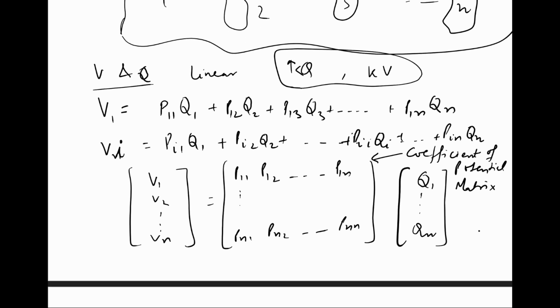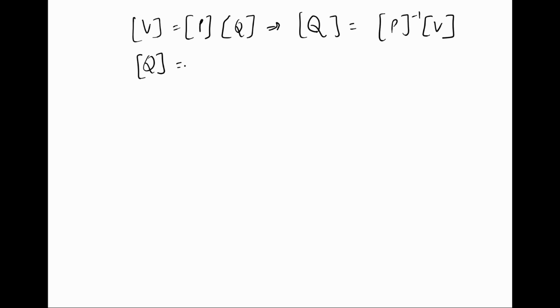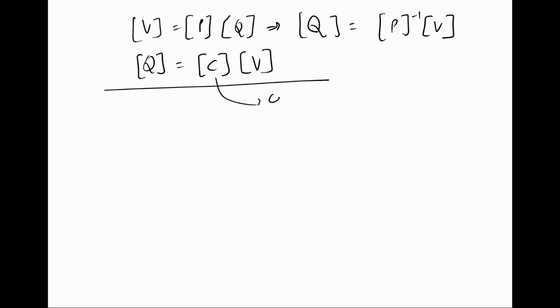We will see that for a physical system, this matrix is invertible, that is, its determinant is not equal to 0. So if V is equal to PQ, then we can write Q is equal to the inverse of P times V. This inverse of P is now written as C, so Q equals CV. This is the coefficient of capacitance matrix.